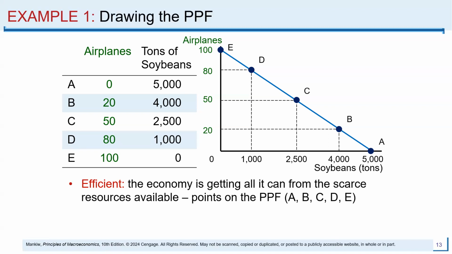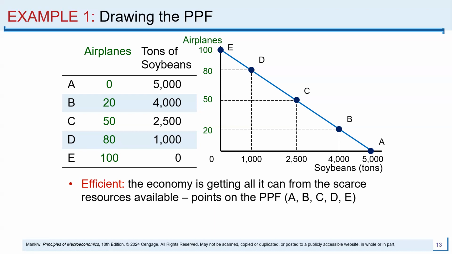So how do we read this graph? In this graph we can see there are three different situations. One is that if a dot lands on this straight line, we call that an efficient point. In those situations, the economy is getting all it can from the scarce resources available. Those are the points on the PPF.